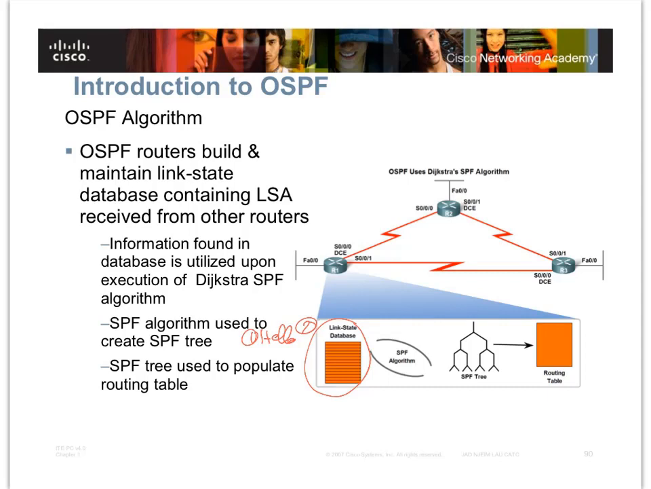At the start, we will exchange all these messages: hello, database description, link state request, link state update, link state acknowledgement. We keep sending these back and forth many times until the link state databases become synchronized across all the routers. In that case, we can apply Dijkstra algorithm, which generates the shortest path tree. This is step number 3, and then from there we can generate the routing table.